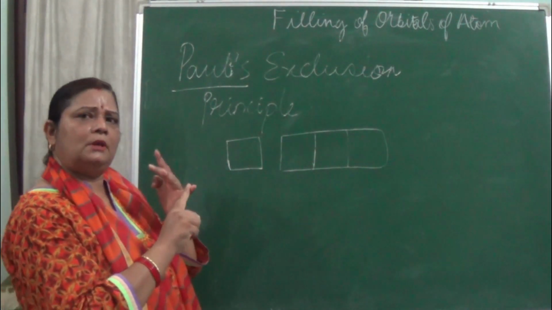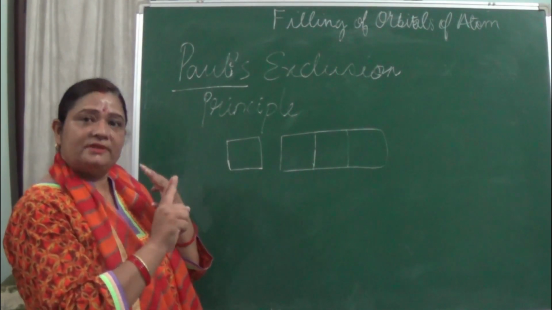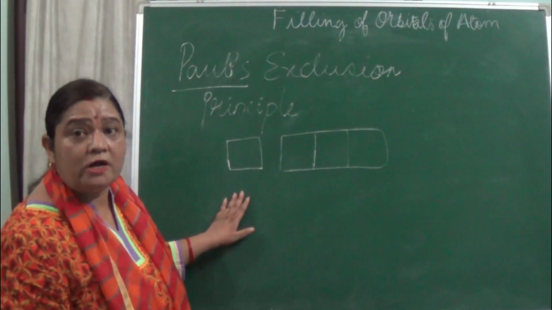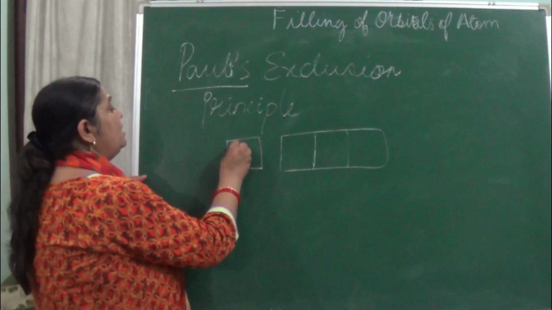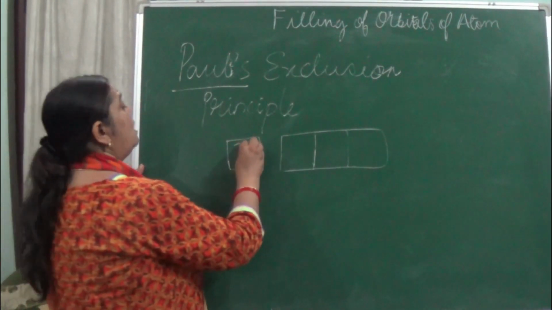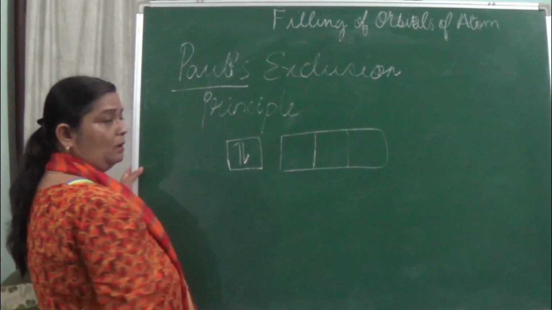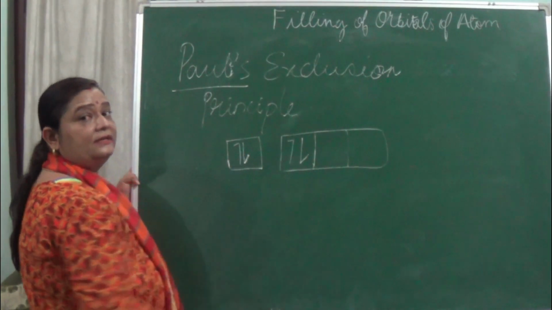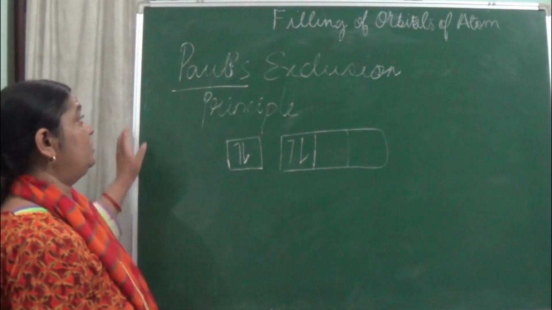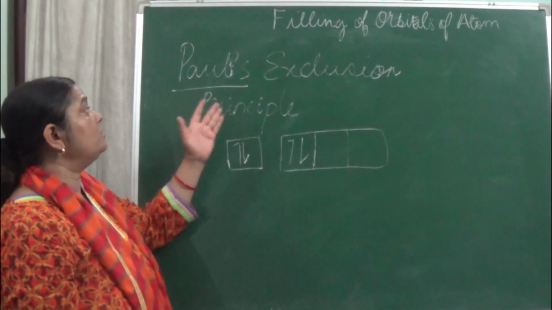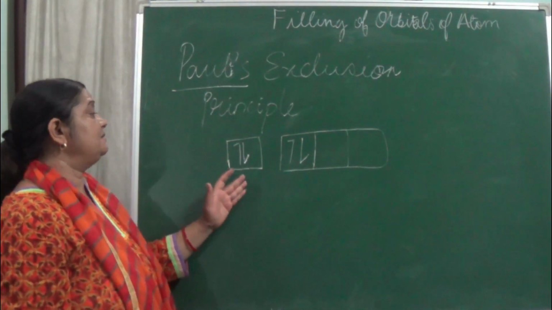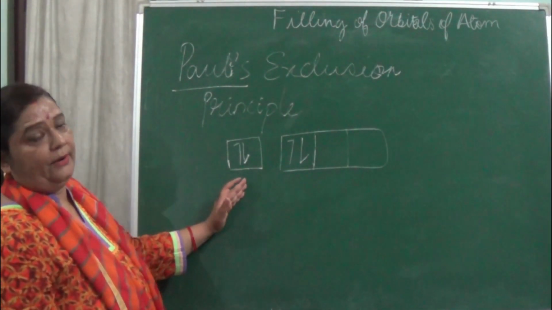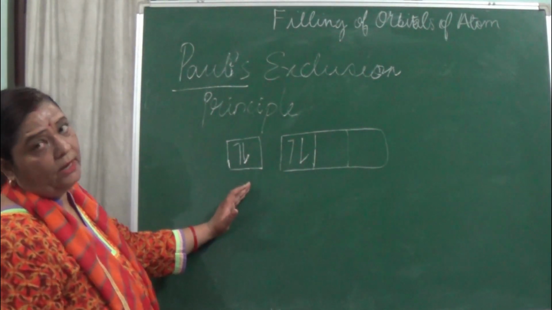When we talk about the principal, azimuthal and magnetic quantum numbers, they can be the same, but there is a difference in the spin quantum number. If one electron is in the clockwise direction, the other one will be in the anti-clockwise direction. Likewise, it will be filled, and you can see here there is a difference in the spin quantum number. So Pauli's exclusion principle also explains that the electrons present in the orbital will have different spin quantum numbers. One will be clockwise, the other anti-clockwise.